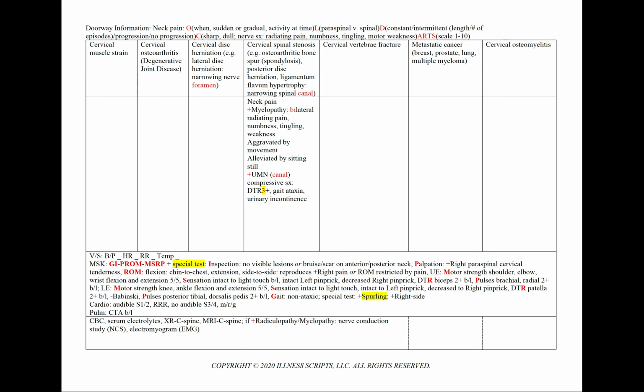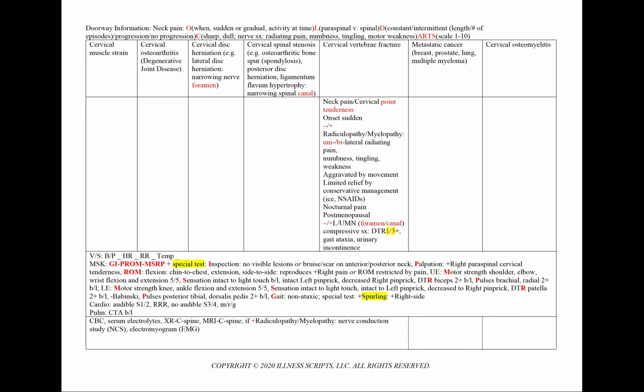In a cervical vertebrae fracture, we'll have neck pain, cervical and high-yield point tenderness. The onset tends to be sudden, and we could either have no nerve findings, a radiculopathy, or a myelopathy. That is, uni or bilateral radiating pain, numbness, tingling, or motor weakness. It can be aggravated by movement. We typically won't find relief by conservative management, since the fracture is the underlying problem, and it will also present nocturnally at night, and classically the patient is a postmenopausal female.